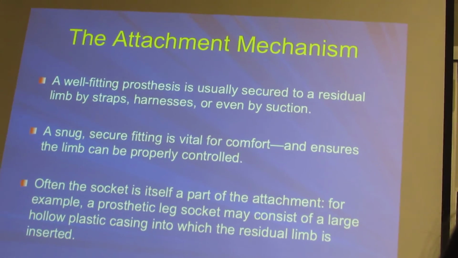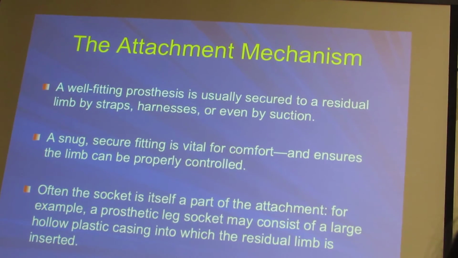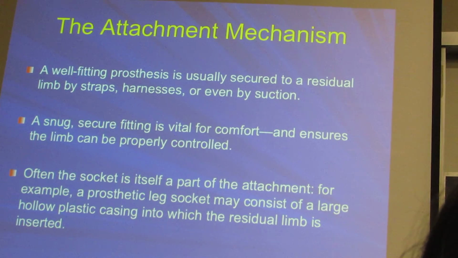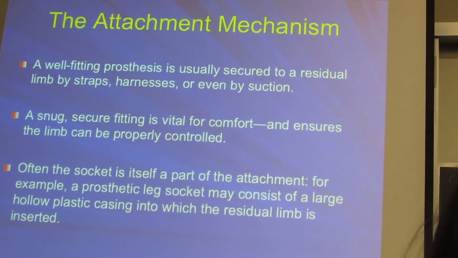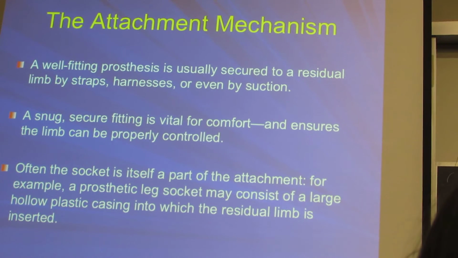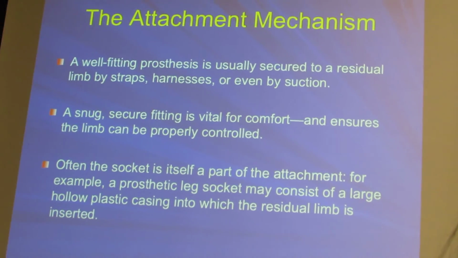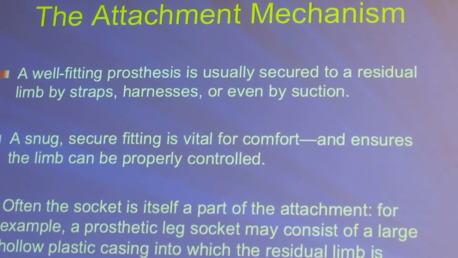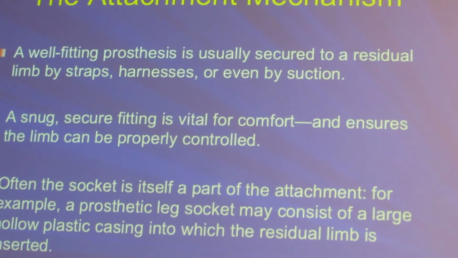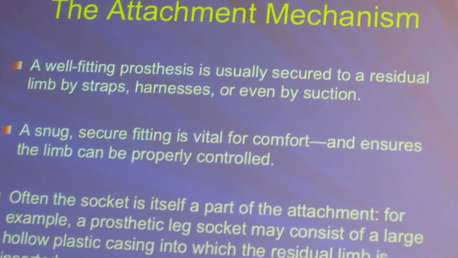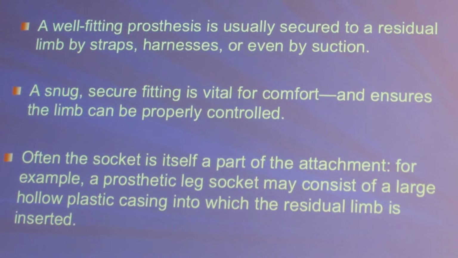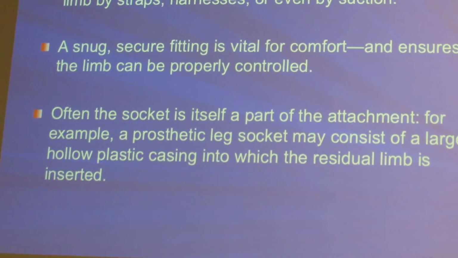So attachment mechanisms, this isn't too important, but just know that they have suction, straps, harnesses, etc. You want that snug fit to prevent constant rubbing, and it consists of the large hollow part that would extend onto the portion of the shoulder that's still connected, or the portion of the femur, tibia, etc., depending on the location of the prosthetic.